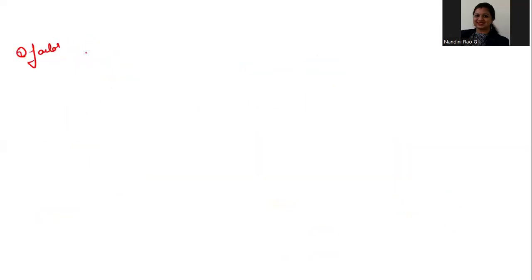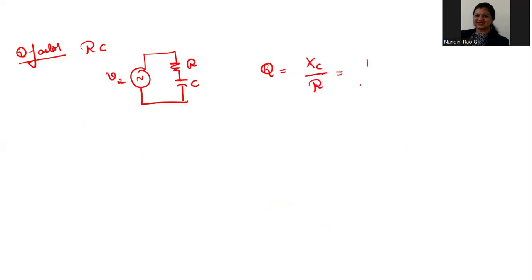So Q factor in case of the RC circuit, if the circuit is in this manner, Q factor will be XC by R. Can somebody help me with the expression? 1 by omega C into R. Please understand. Okay. So this is about the Q factor or quality factor.